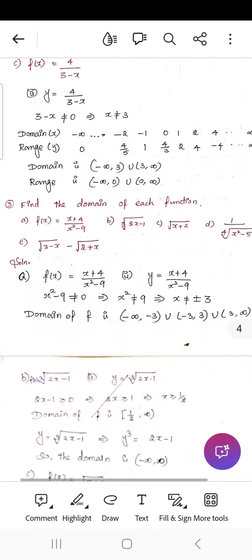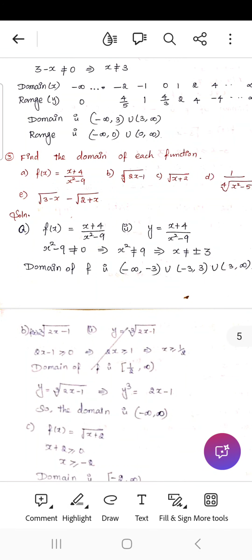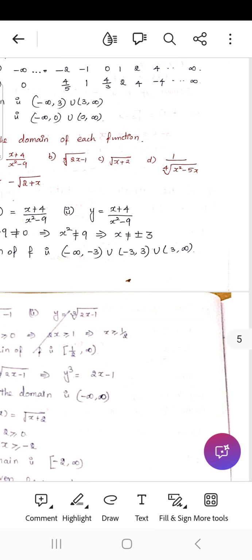The next problem is to find the domain of each function. f of x equal to x plus 4 divided by x square minus 9. Here the denominator term should not equal 0. Therefore x square not equal to 9, which implies x not equal to plus or minus 3. The domain of f is all the real values of x except plus 3 and minus 3. Therefore, minus infinity comma minus 3 union minus 3 comma 3 union 3 comma infinity.